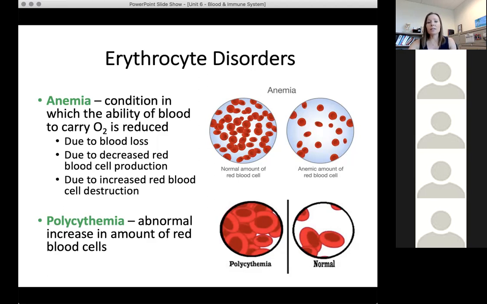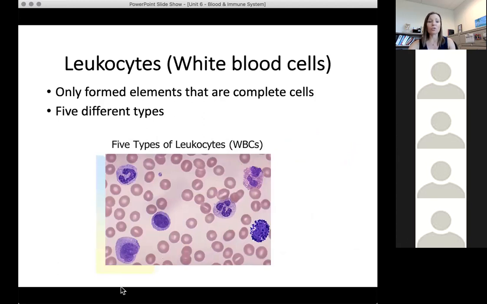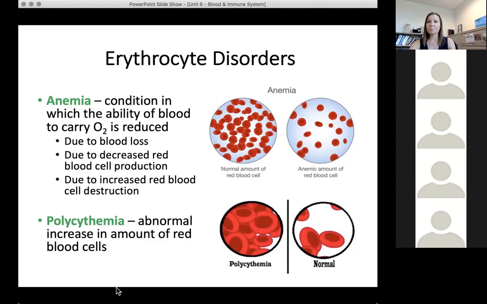And sickle cell anemia is similar to that. Again, there's an abnormal globin chain, the protein chain in hemoglobin. And it has the same effect. It causes red blood cells to be sickle shaped or crescent shaped, and they are damaged and they rupture very easily because of that.